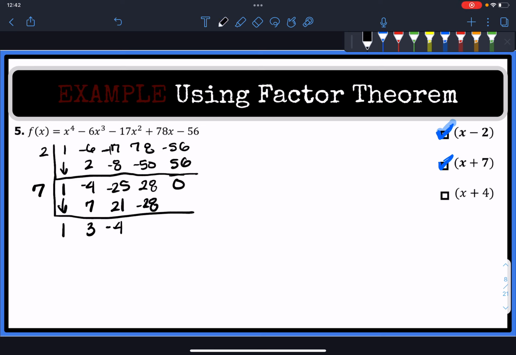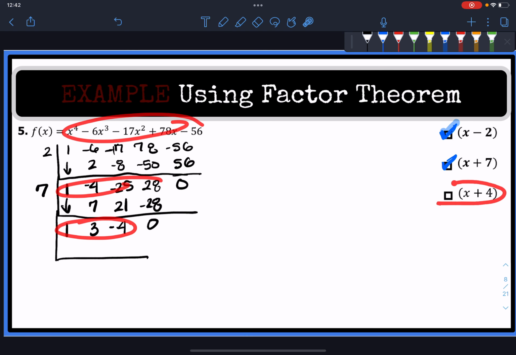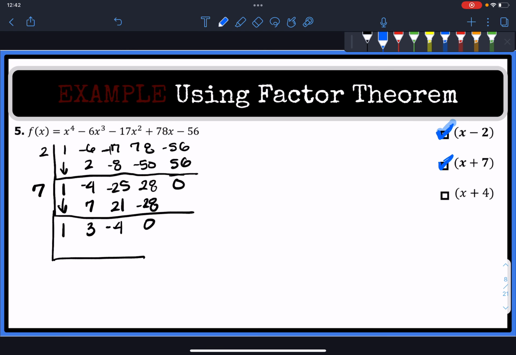And I can continue checking again with the last one. If I want to check that the last one is a factor, instead of starting again with the original one, I can now check this right here. So since 7 was a factor of this, it's going to be a factor of this one as well. And to check if 4 is a factor of this, I just have to check now if 4 is a factor of this.